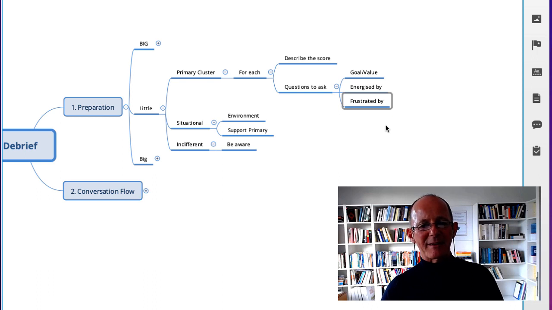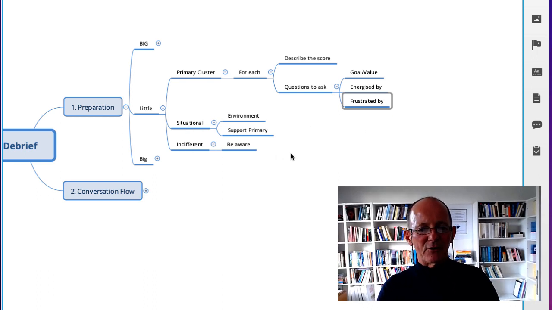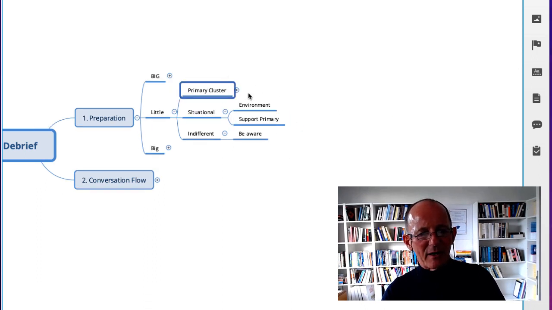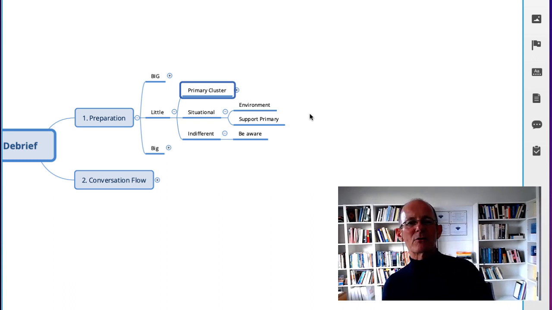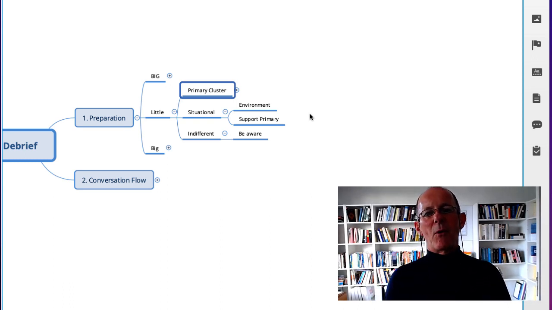Typically, I then do the exact same exercise for situational and indifferent with a variation. So in the case of situational here, what I'm looking at really is I'm asking myself the question, what kind of environment might cause a situational driving force to come into play? Or when might a situational driving force come into play to support a primary driving force? And in the case of the indifferent driving force, all I'm looking for there is awareness. Be aware of the following.